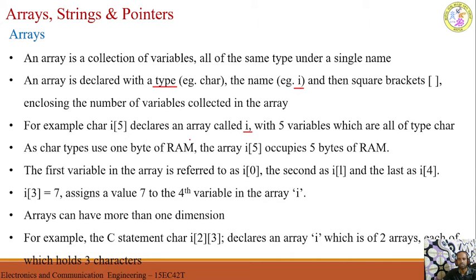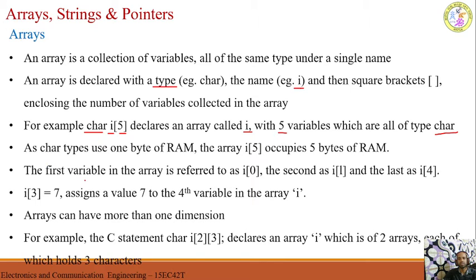So what will it do? It will declare an array, and what is the name of the array? The name of the array is I, with 5 variables. How many variables can it store? It can store up to 5 variables, which are all of type character. What is the type of all the 5 variables? It is of type character. We are going to declare an array with the name I, which is capable of storing 5 different values, and all the values are of type character.